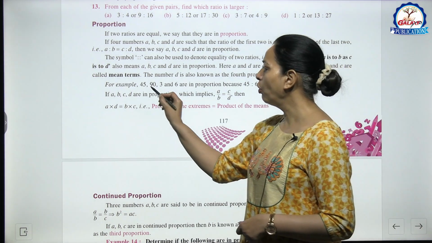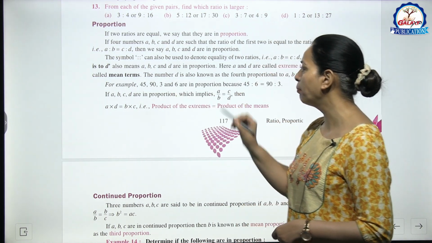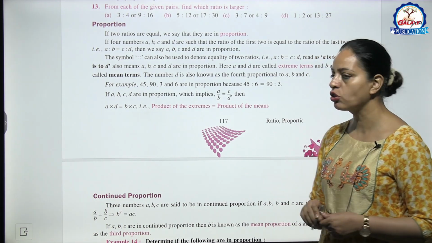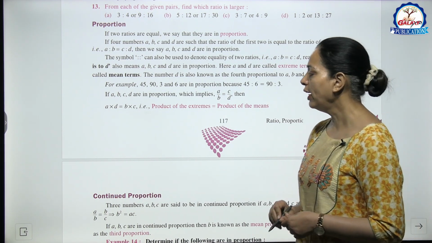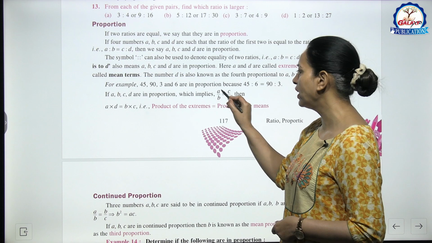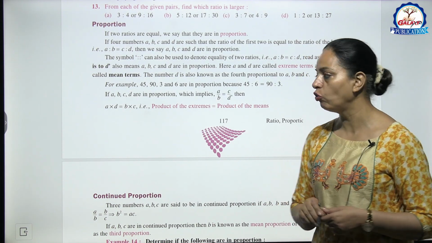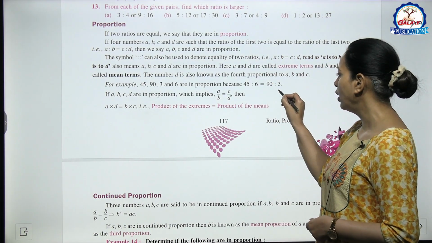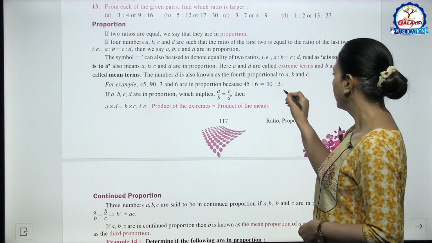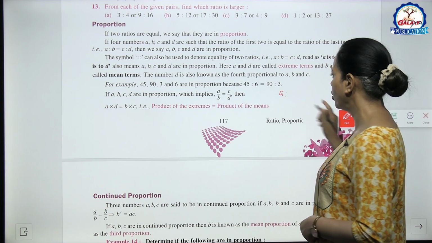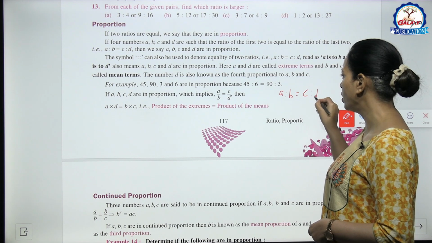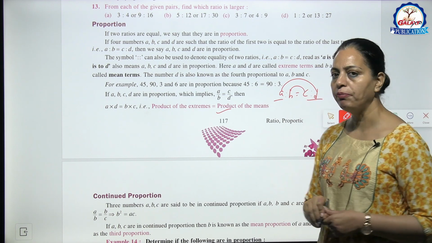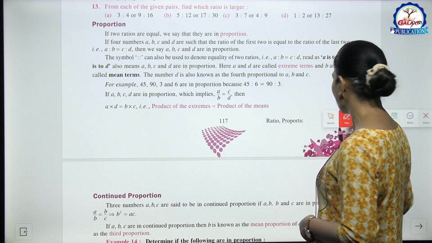For example, 45, 90, 3 and 6 are in proportion because 45 is to 6 equals 90 is to 3, right? So if A, B, C, D are in proportion, this implies A upon B equals C upon D, or we can say the product of extremes equals the product of the means. So this is a very important result.